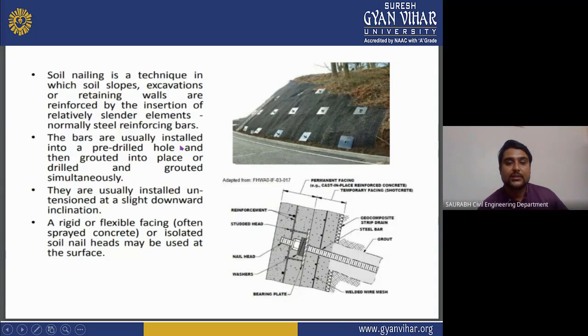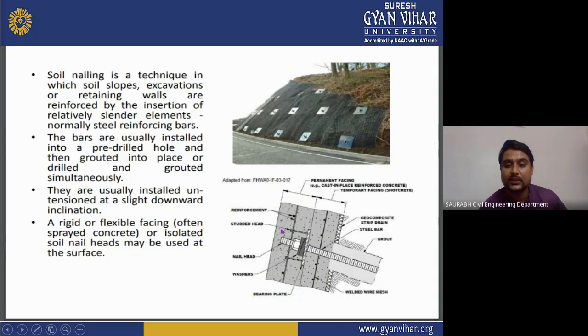The bars are usually installed into pre-drilled holes and then grouted into place, or drilled and grouted simultaneously. They are usually installed untensioned at a slight downward inclination. A rigid or flexible facing or isolated soil nail heads may be used at the surface.